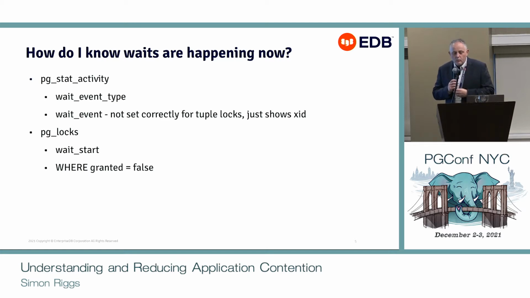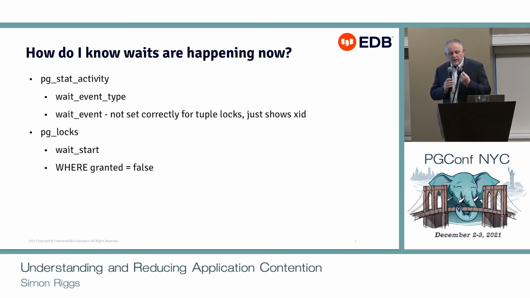There's also another table called pg_locks, where there's a waitstart column, which is strangely named, but it's a timestamp column of when the wait started, and also the granted column is a Boolean that will be set to false when the lock is waiting and was not immediately granted.